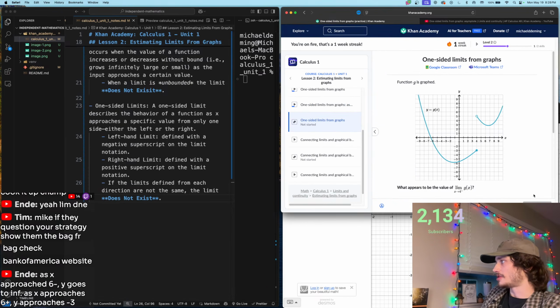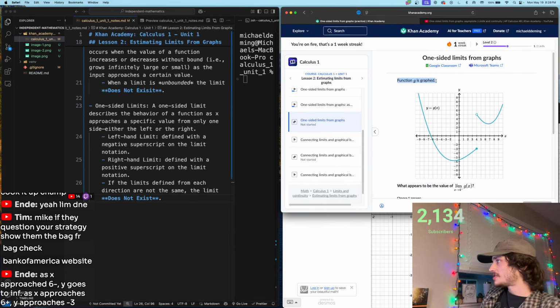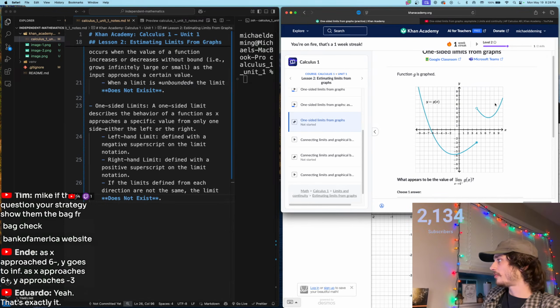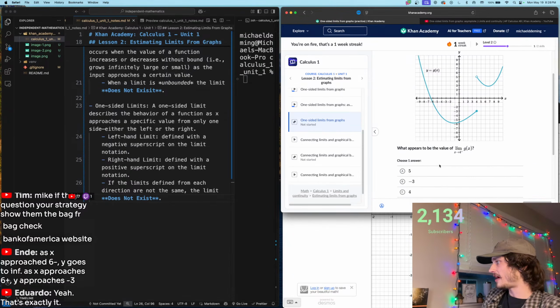All right, 4 questions here. The function g is graphed. Y equals g of x. What appears to be the value of the limit of g of x as x approaches 4 from the positive direction? So as x approaches 4 from the positive direction, the limit would be 5.